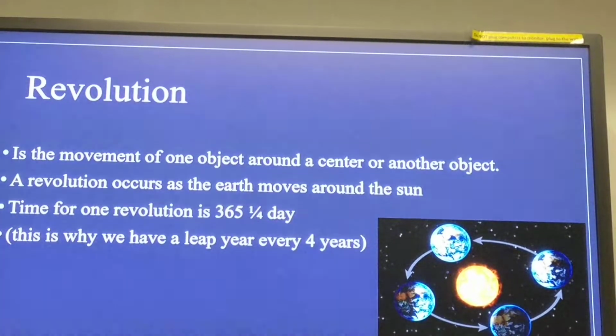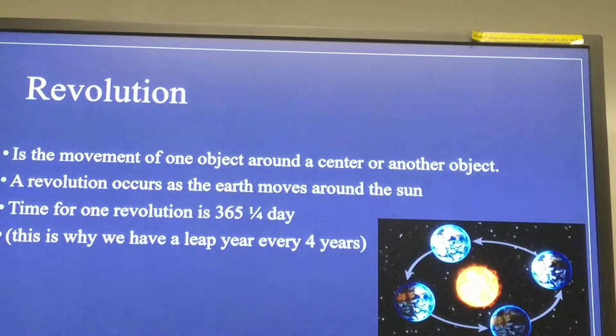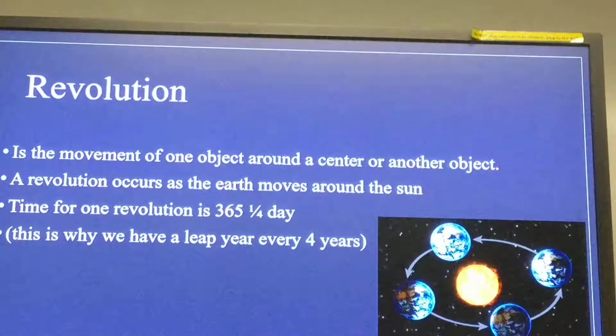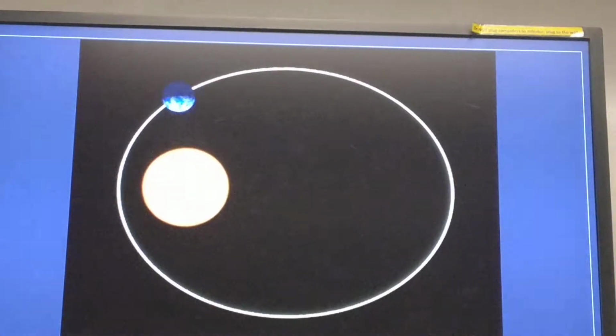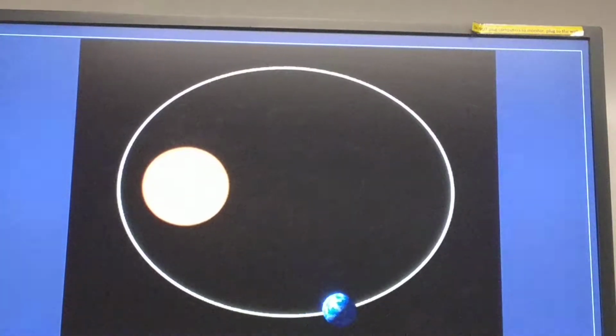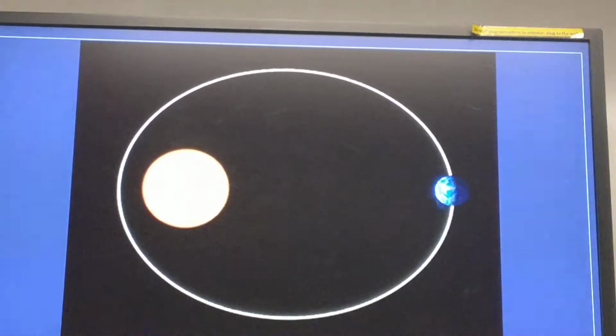I'm going to also show you a quick example so you can see what a revolution is. So this is what a revolution looks like. It's when the Earth goes around the Sun. And this is how we experience the year.